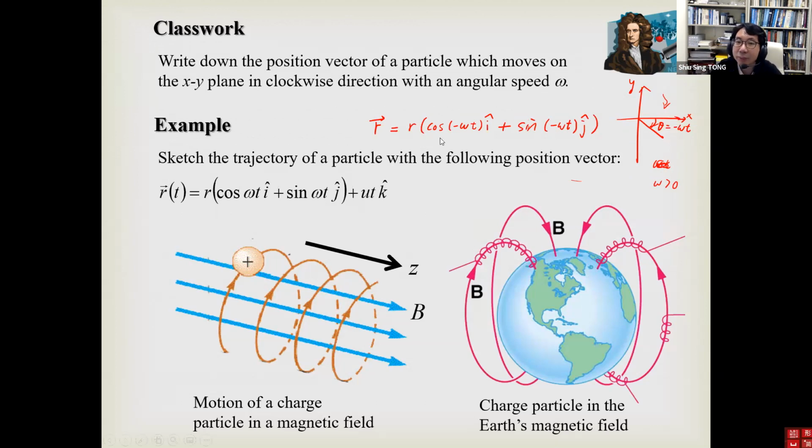Now, if you like, you can simplify it. Cosine of a negative angle is just cosine, so it remains the same. But sine of a negative angle becomes minus sine omega t. So that describes a circular motion in the clockwise direction.